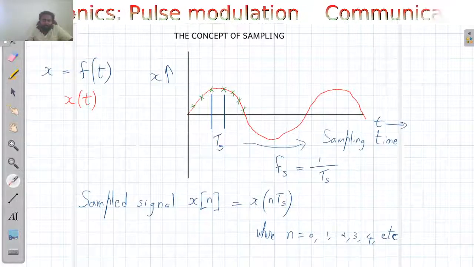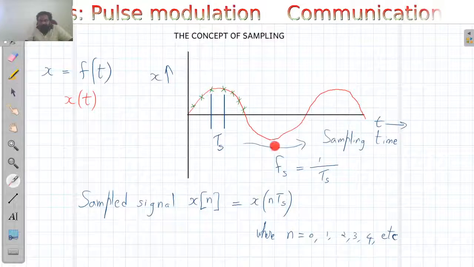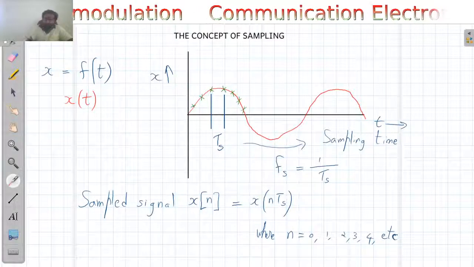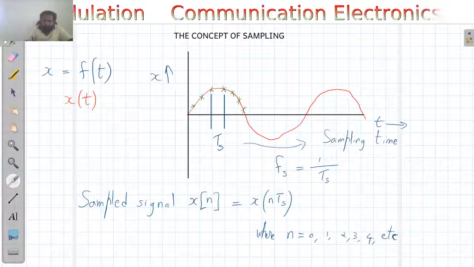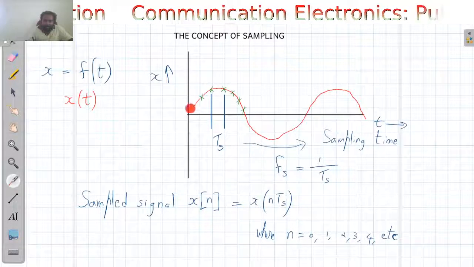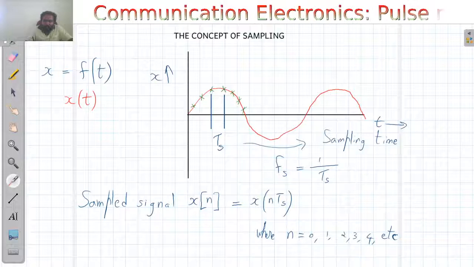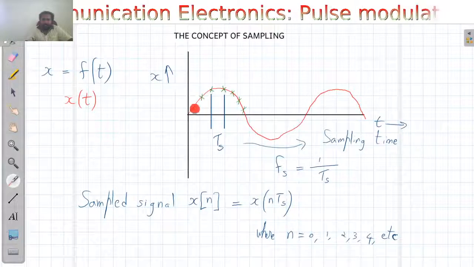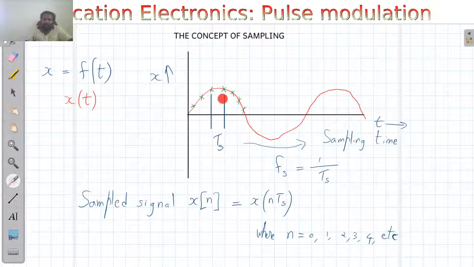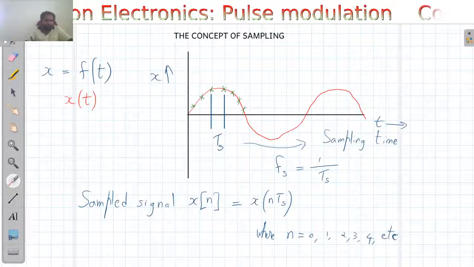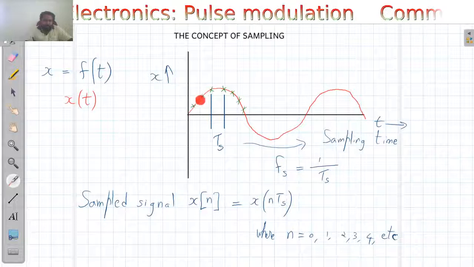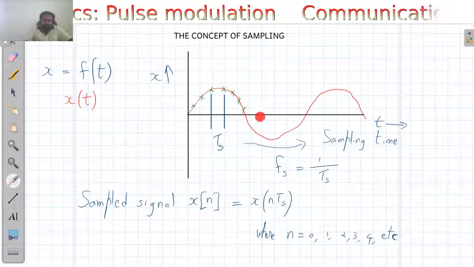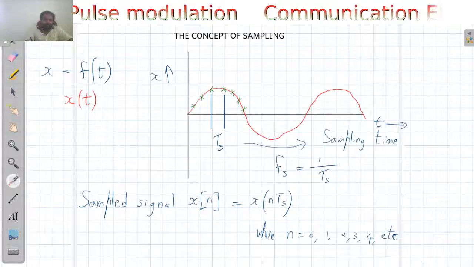Okay, so the more the number of samples per cycle, the better the quality of the information is, and the better the regeneration capacity. When you have this kind of sampling, it is a good sampling condition. You have 14 samples in a cycle, and you can easily reconstruct the wave just by joining the adjacent samples.